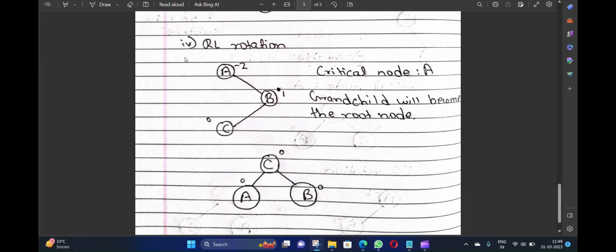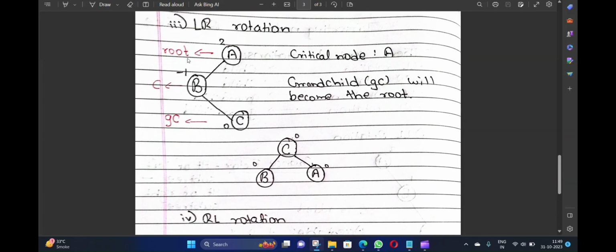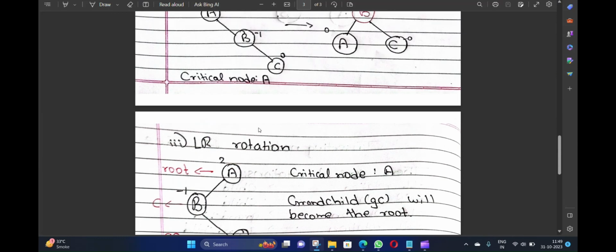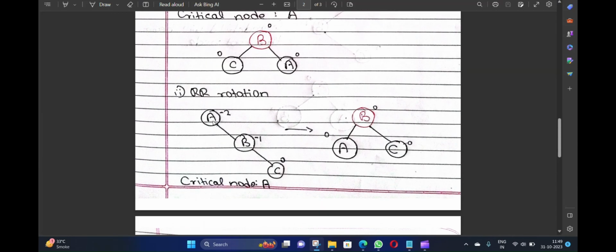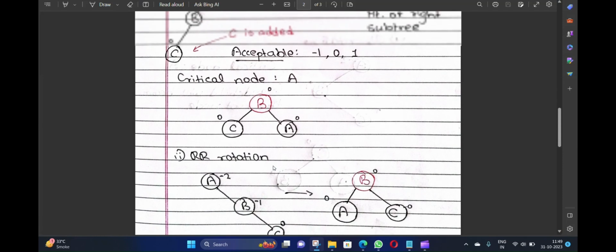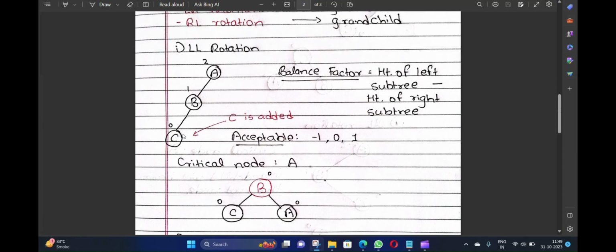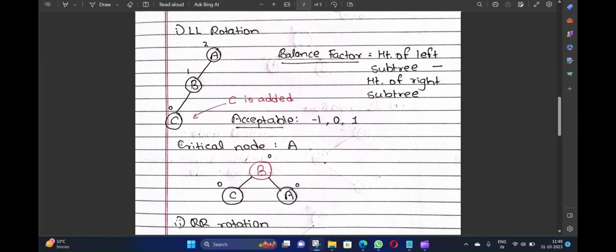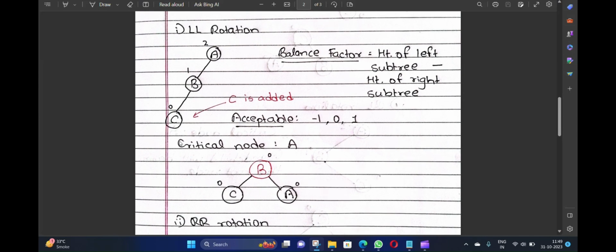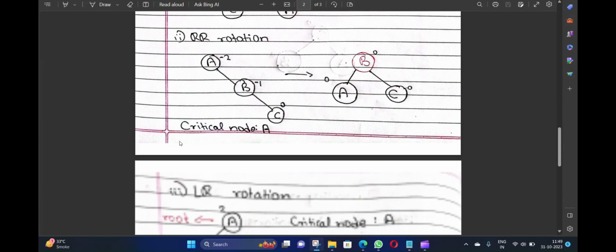In the earlier examples we saw that C was added to the right of the left subtree. Then we added C to the right of the right subtree, and in the first example C was added to the left of the left subtree. In this way you will clearly understand which rotation you have to apply.